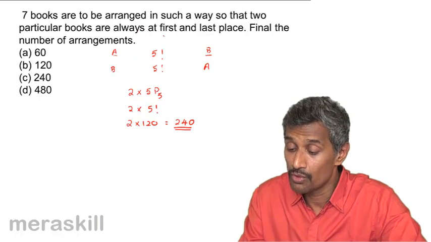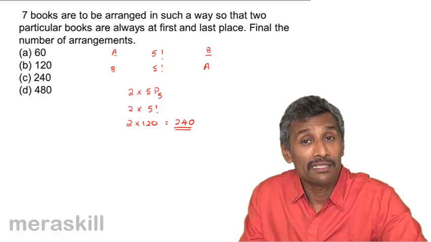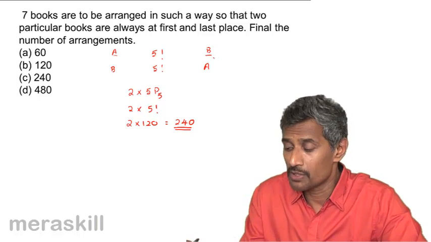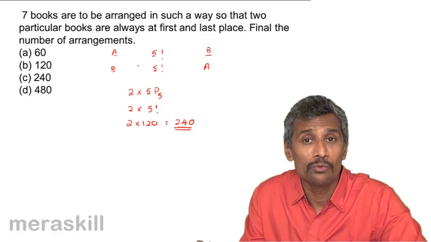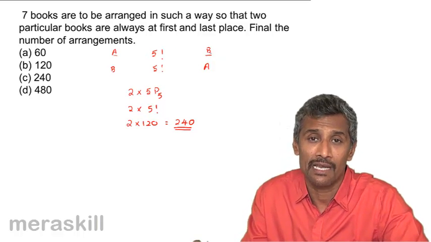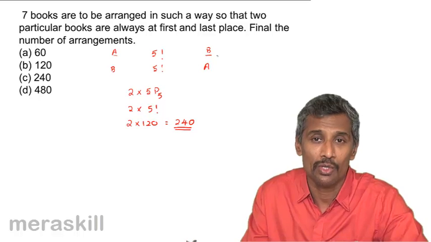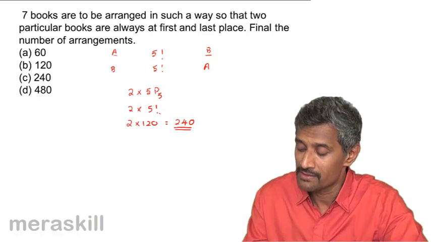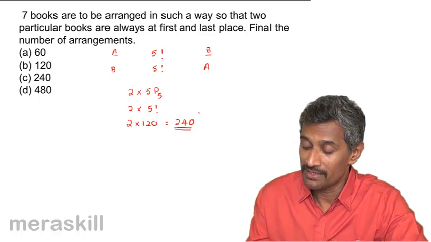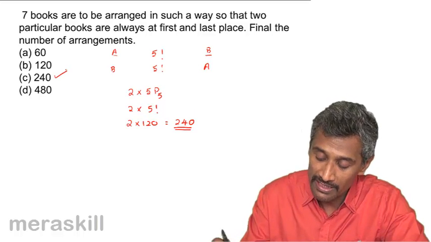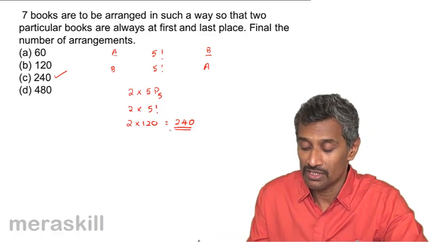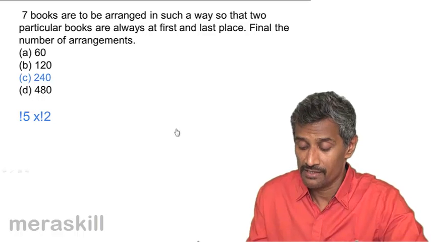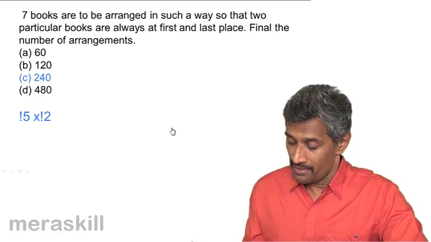If the question was told one particular book was in the first place and the other one in the last place, then there is only one possibility. Here they have picked up 2 books which could occupy the first and last place, which could mean either of them could occupy either of the places. So hence it's 2 into 120, that is 240. So the correct option is 240. And yes, we do have it that way.